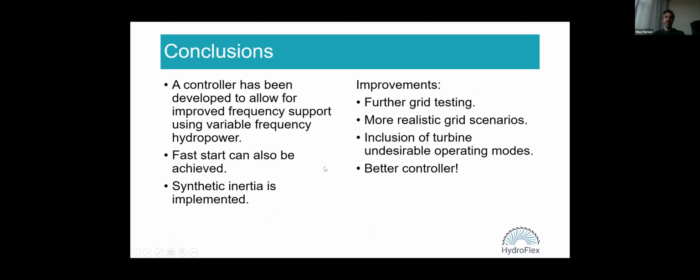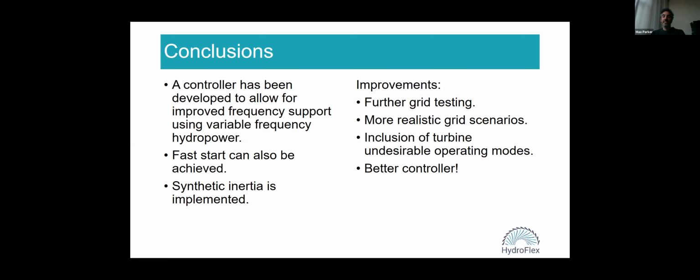So in conclusion, I've got a controller to provide frequency response using variable frequency hydropower. It can also assist with fast starting and synthetic inertia, but I've not done much testing with the grid controller or the full grid, and that needs to be done. I need to sort out the voltage support and implement some more realistic grid scenarios. I think we probably need more hydropower and more wind power on this.